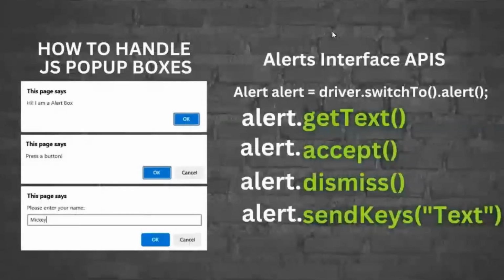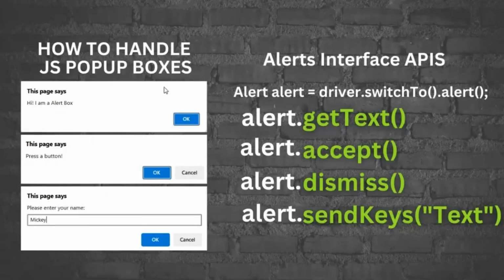In today's video, we will cover how to handle JavaScript pop-up boxes using the Alert interface APIs: getText, accept, dismiss and sendKeys. Let us start taking a look at them one by one.